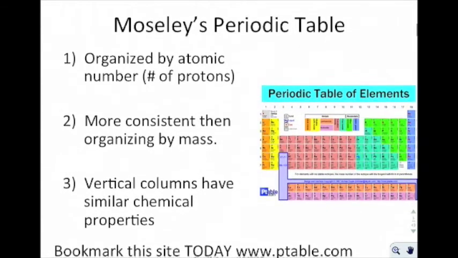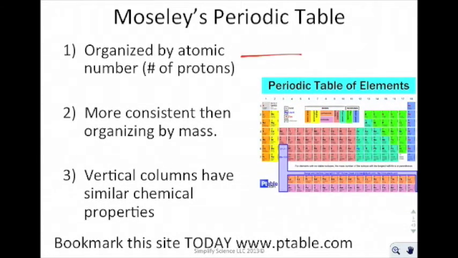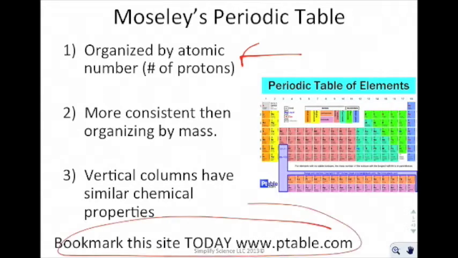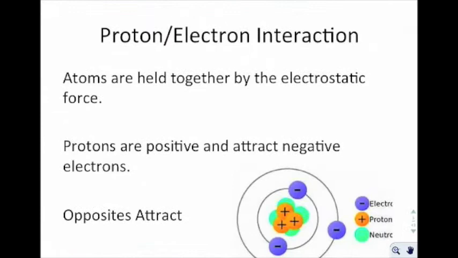Moseley's periodic table is organized by atomic number, which is the number of protons. It's more consistent as far as lining up chemical reactivity than it was with atomic mass, so it's better in that respect as well. And then the vertical columns have similar chemical properties. It is important that you bookmark ptable.com. It is a quick reference for you to be able to say, okay, this is what I need to know about this element. This is the atomic mass of this element. This is the charge of this element. This is the electronegativity of this element. So it's a great tool for you to have.